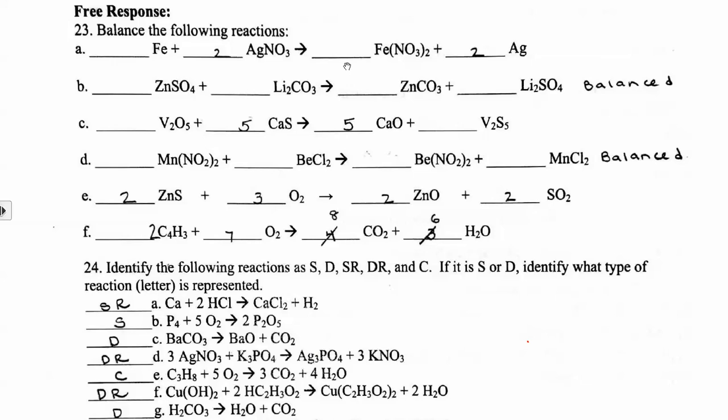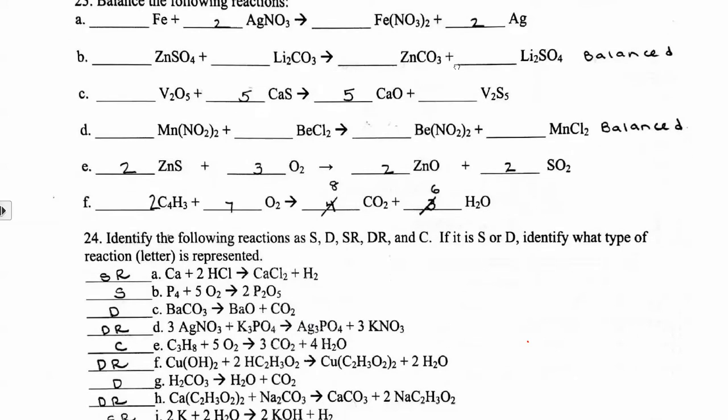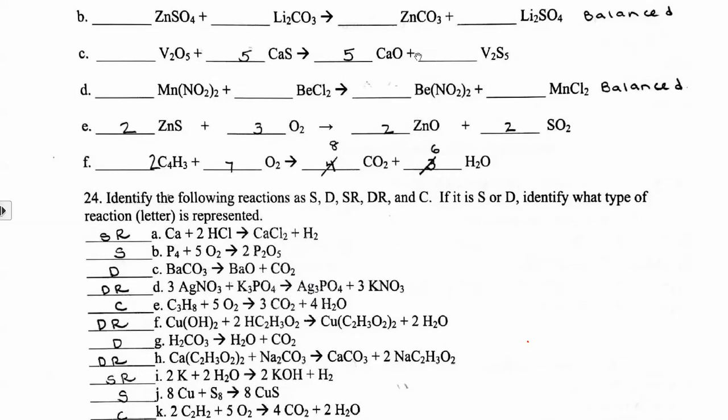All right, for balancing, I've got two NO3s here, so I'm going to put a 2 here. I've got 2 Ag, so I'm going to put a 2 there. Now I'm balanced. B is already balanced. C, my issue is that I have 5 O's here, so I need to put a 5 here. Then I've got 5 Ca's, so I put a 5 here, but now I've got 5 S's, and I've got 5 S's right there.